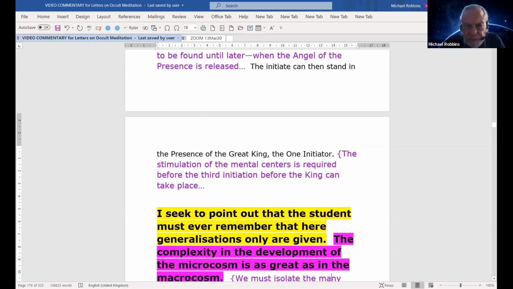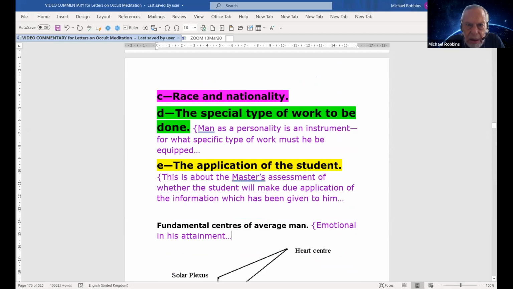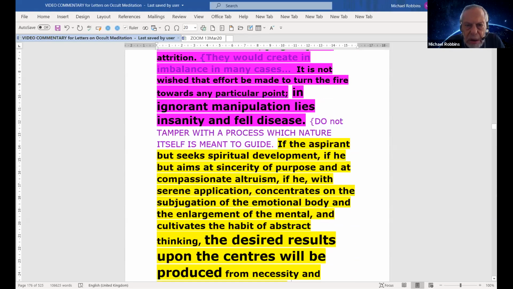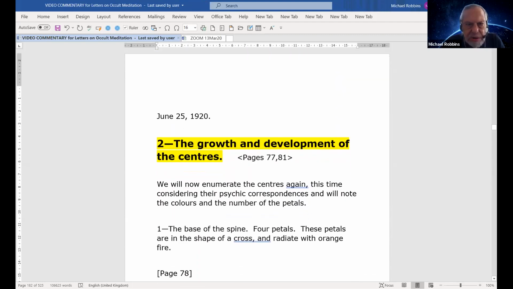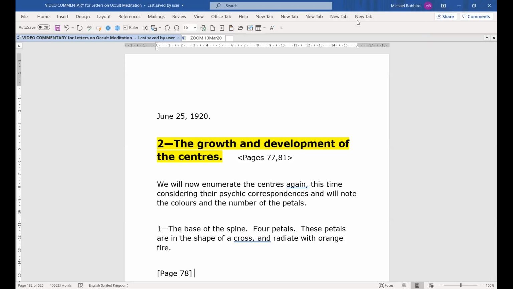So now we'll continue here with the growth and development of the centers. We will now enumerate the centers again. Now this is a huge study, and the first root race of the first subrace of the 5th root race has made a tremendous study of these matters. But we're not going to go into all of the details.